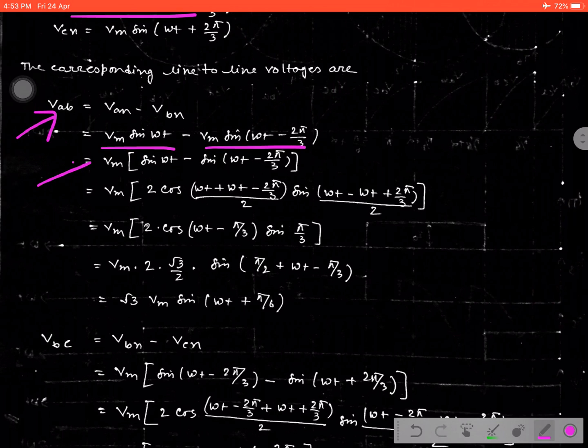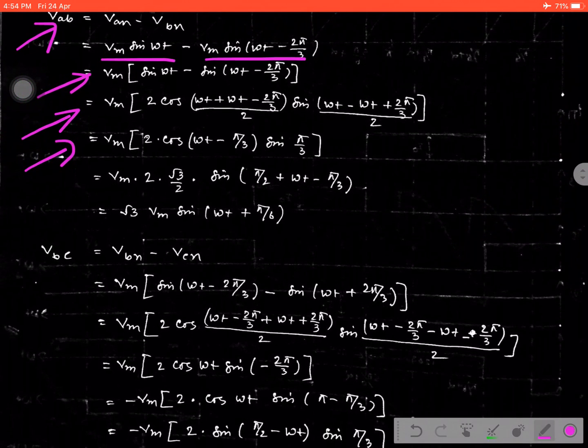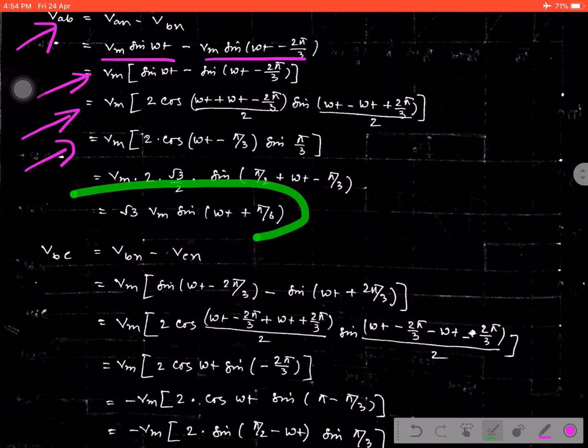Now we can easily calculate or simplify the terms, that is Vm common part, sin omega t minus sin omega t minus 2 pi by 3. After that we use the formula sin A minus sin B, that means 2 cos of (A plus B) by 2 times sin of (A minus B) by 2. Similarly we can achieve all the steps here. See the steps carefully. Ultimately we get the line voltage appearing across the load, that is root 3 Vm sin omega t plus pi by 6.